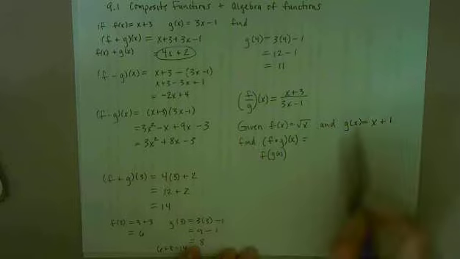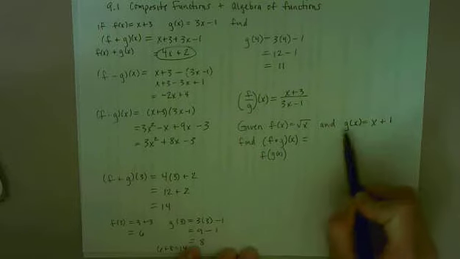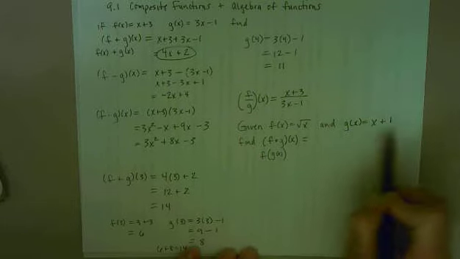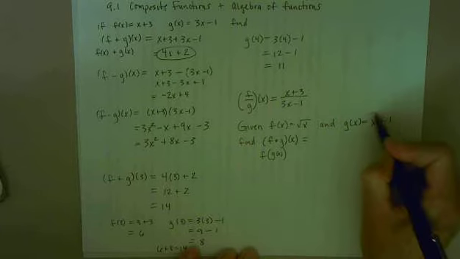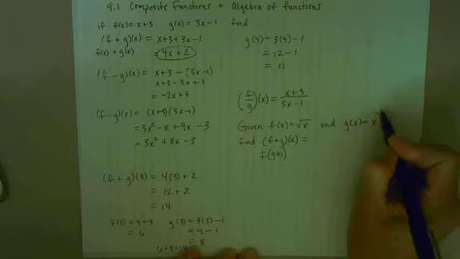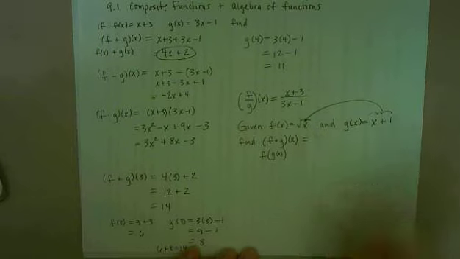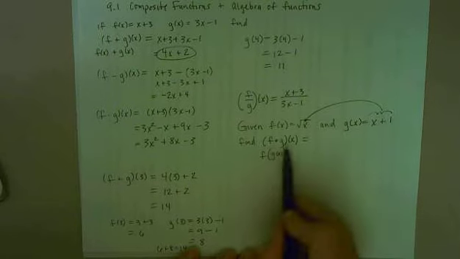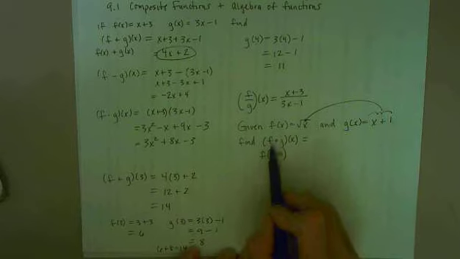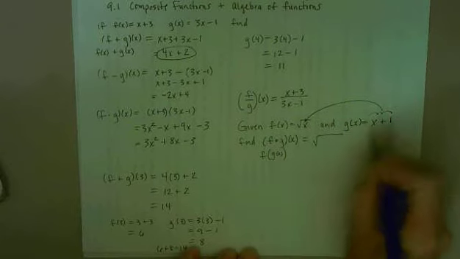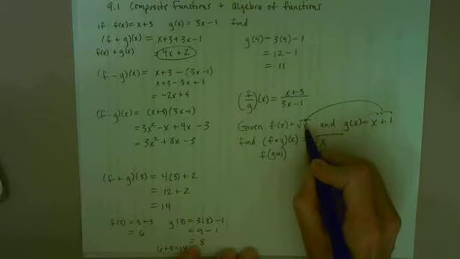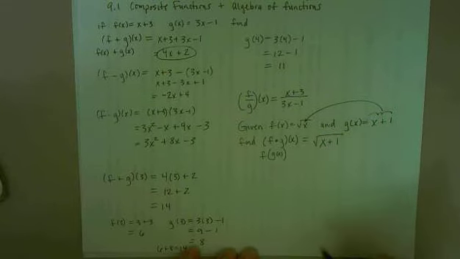So if I'm plugging x into g, I already have that. That was how it was given. G of x is x plus 1. So now I need to plug this whole thing into f, wherever I see x. So f of g of x just means I go to function f first, and instead of x, I plug in the whole function g of x. So I have the square root of x plus 1.